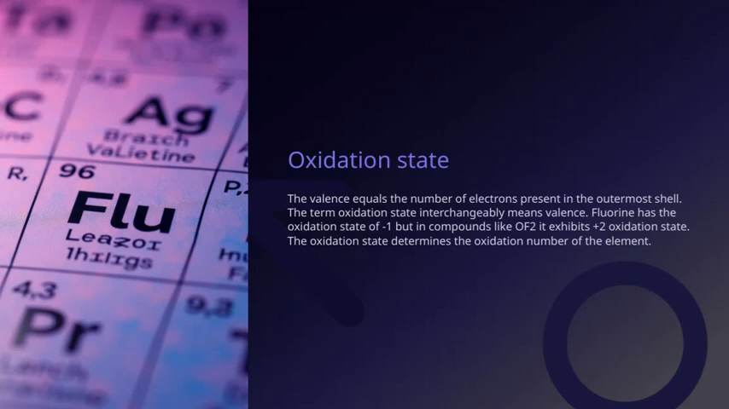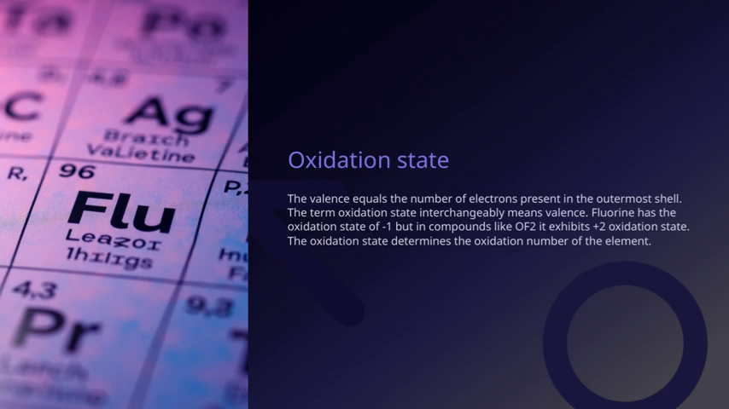Let's talk about valence, which is essentially the number of electrons in the outermost shell of an atom. This is a key concept because it helps us understand how atoms interact and bond with each other. When we say oxidation state, it's often used interchangeably with valence, but it specifically refers to the charge an atom appears to have in a compound.